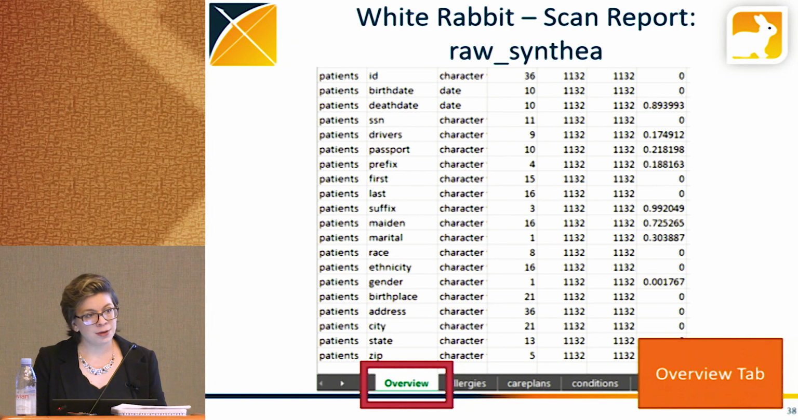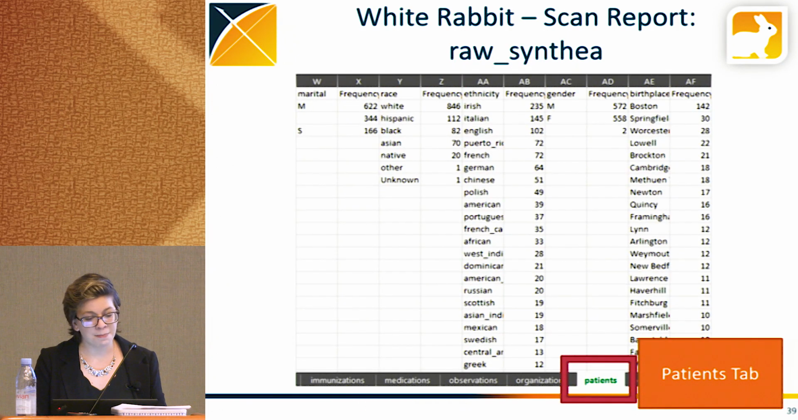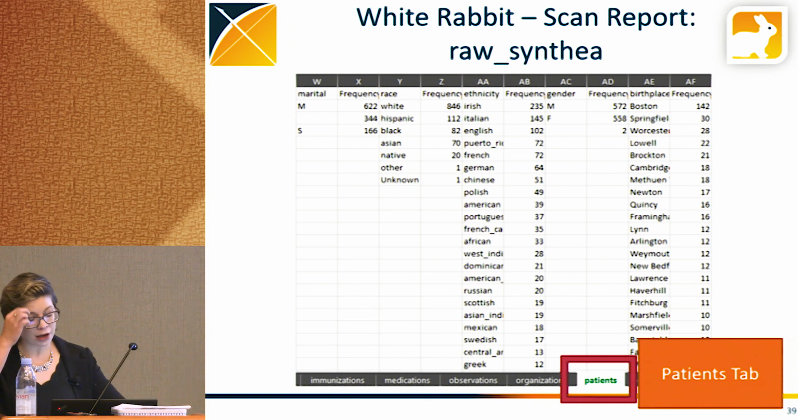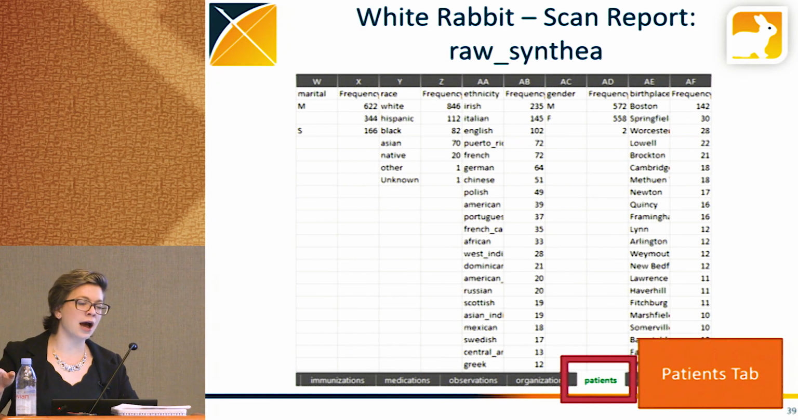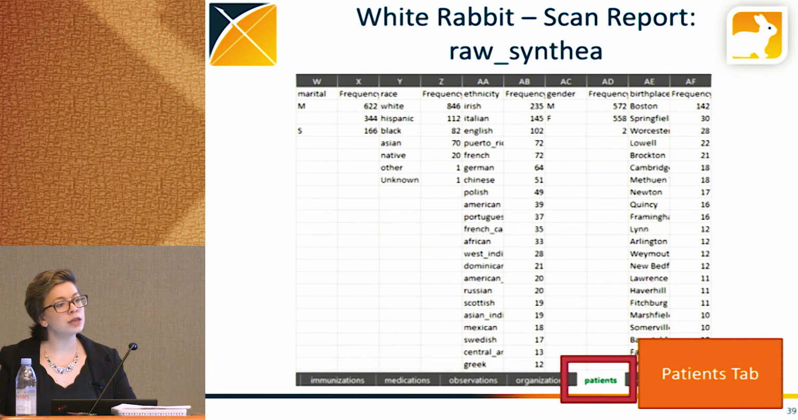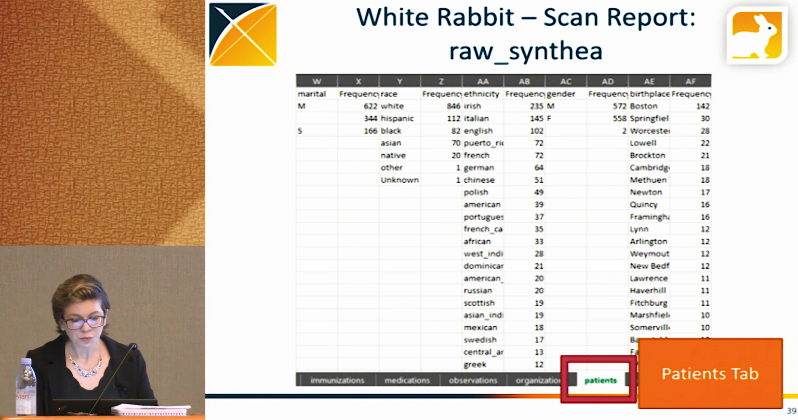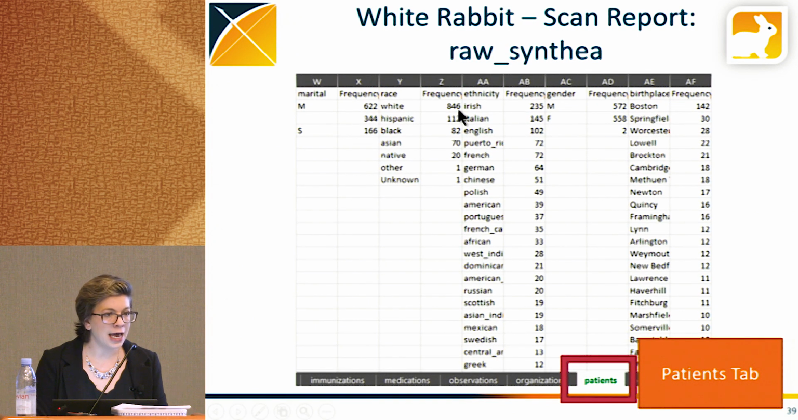And then for every table that you scan, there's going to be a tab. So for example, if I go to the Patients tab, it's going to go through every column in that table and scan it and tell me what are the distinct values that I'm seeing. For example, there is a column in the Patients table called race. Here are some of the distinct values that are being shown, and it's showing you the frequency that they're happening. So now when you go to do an ETL, it's telling you a little bit about what you can expect to see from those values.